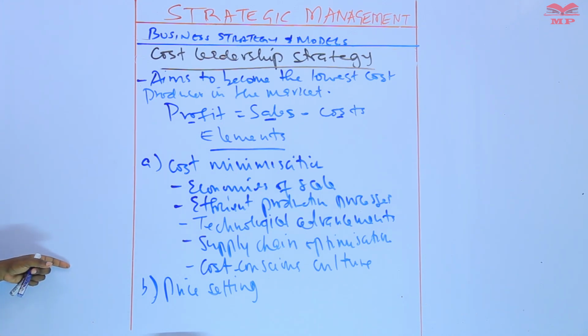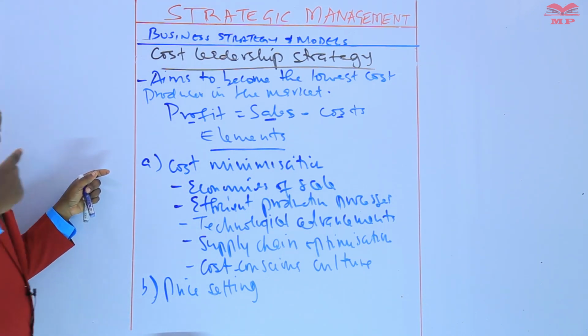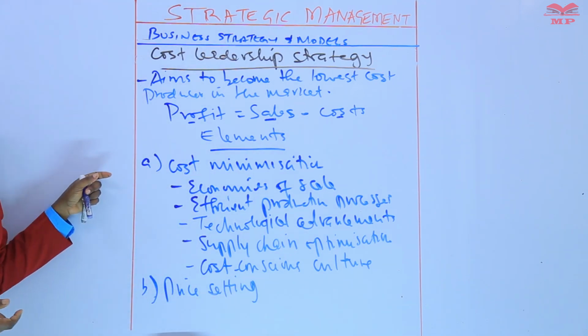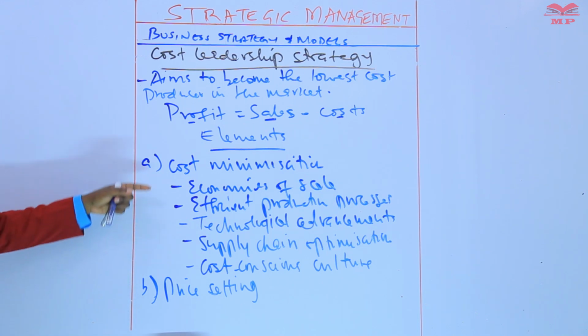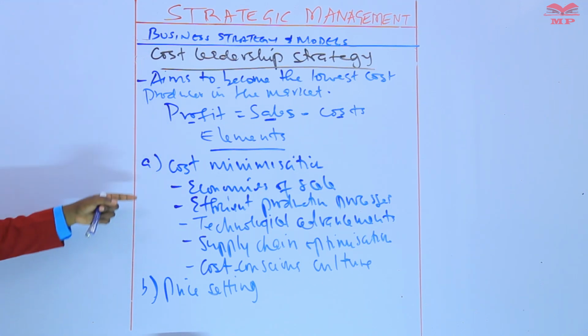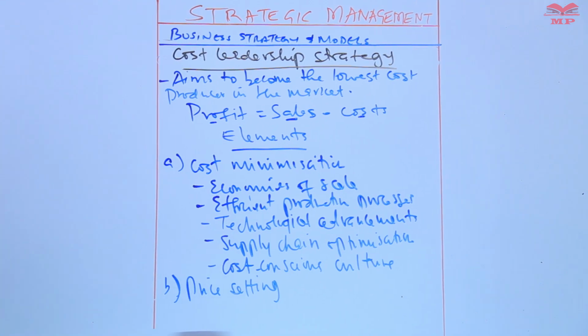So cost leaders offer prices lower than competitors or at par with the competitors. And that can attract price sensitive customers and increase the market share. Price setting is another element of cost leadership strategy. The first element is cost minimization. Number 2, price setting. 3 is value proposition.